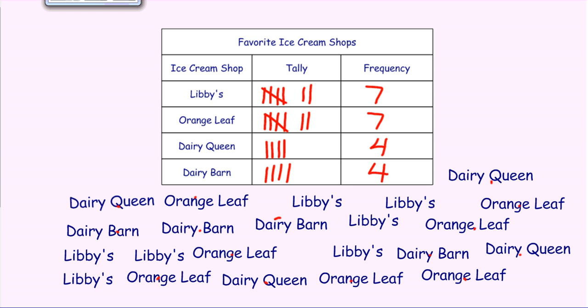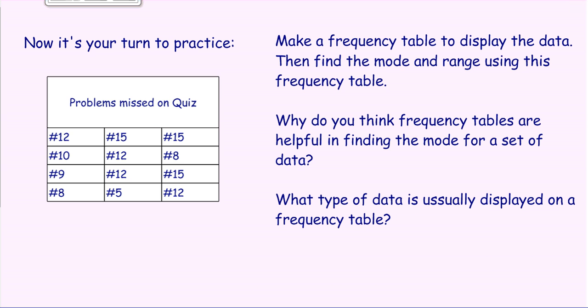So, how did you do? Libby's and Orange Leaf, it looks like, had the most votes. Again, they both have 7. This would be a very easy table to try to analyze and find out which one was the mode for that set of data. Do you remember what mode means? Yep, that means the most often occurring piece of data. Let's move on to the next one.